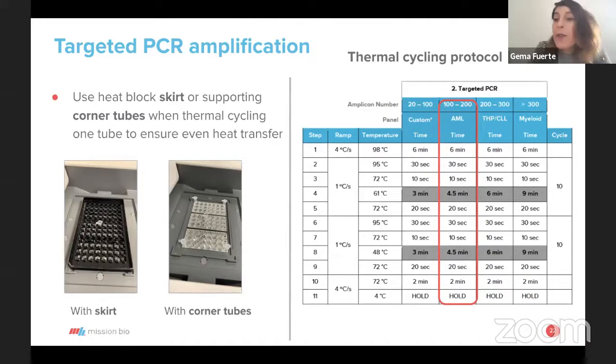Yeah, so for users, we have highlighted the AML here because that is the assay we use for training. That's why we have it highlighted. How to decide will depend on the number of amplicons. So here on top, you see we have different annealing times for panels 20 to 100, 100 to 200, and so on. The reason we have different annealing times is because we want to allow enough time for the primers to find their preferred sequence, let's say. So that's why the larger the panel, the longer the time.